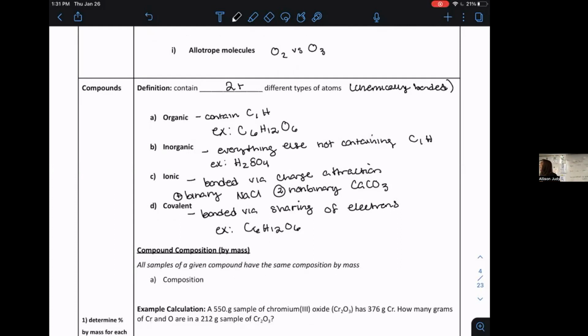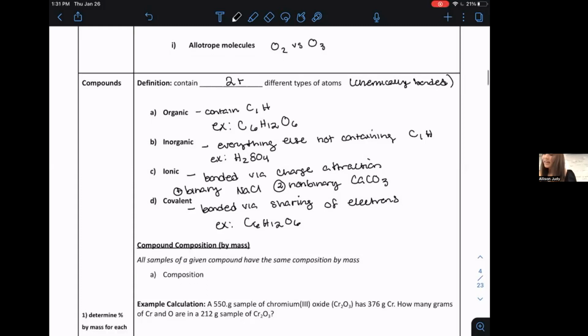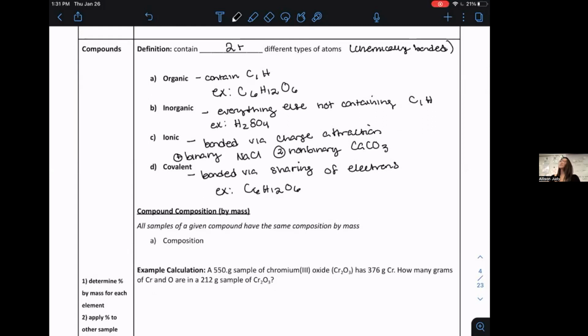Lots of inorganic compounds are ionically bonded, but not all. Again, you do not want to pair these necessarily. This is not a set pairing. There's maybe a general trend, but there are always exceptions. So we can actually, through mass, identify and determine the composition of a compound.